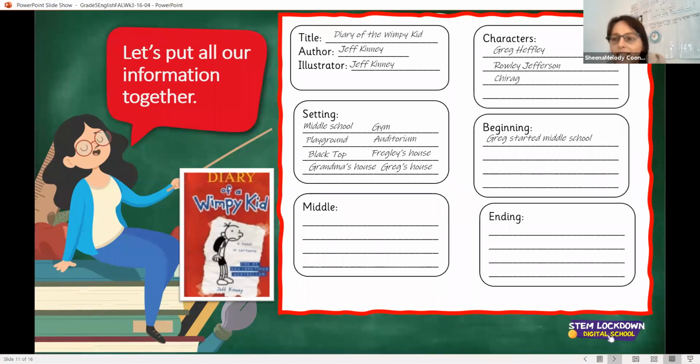Excellent. Greg started middle school. What else happened in the beginning? What else did they let us know? Something not so nice happened in the beginning. Okay, now remember, he started middle school with Rowley Jefferson. So he didn't actually meet him there, from what I can gather from the information I was given. He went there with his friend, Rowley. Okay, I'm reading, yes, okay, good.